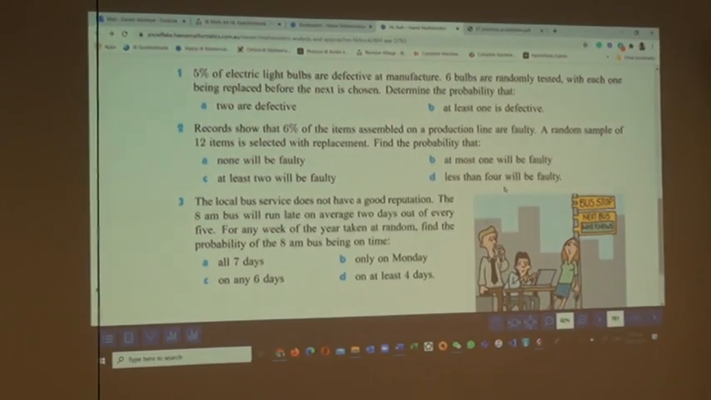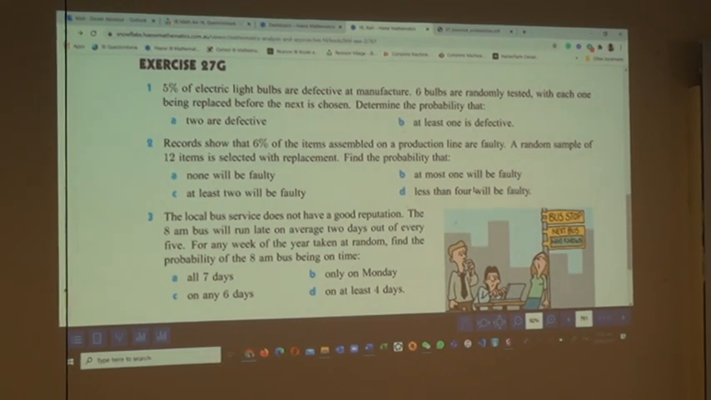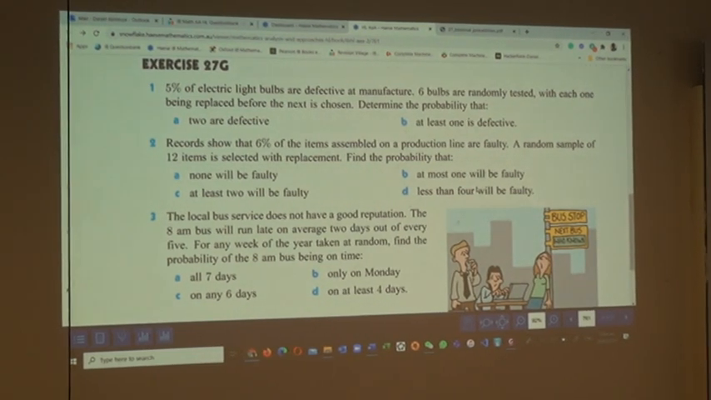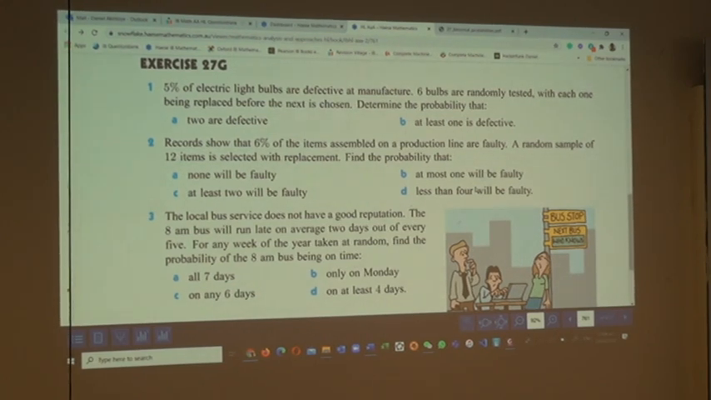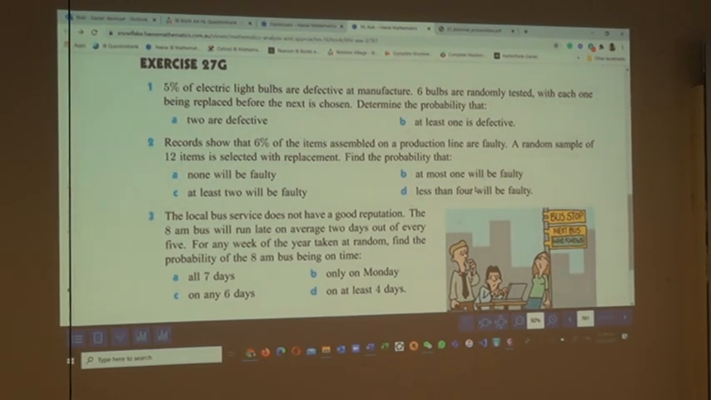Let's try 1 or 2 from here using the calculator. So let's discuss it together and try to use the calculator. The first one: 5% of electric light bulbs are defective at manufacture. 6 bulbs are randomly tested, with each one being replaced before the next one is chosen. So they are independent. That tells you independent trials, isn't it? Determine the probability that 2 are defective.